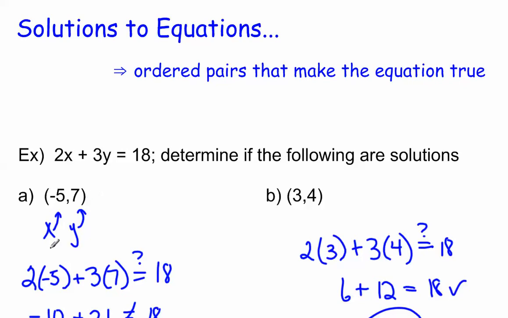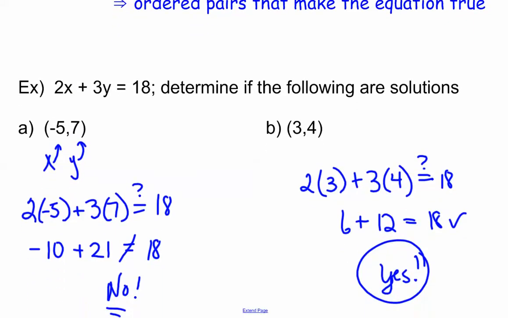-5, 7, is that a solution to this equation? Well, we're going to take this -5, plug it in for the x here, the 7, plug it in for the y here, and then see if it actually works out. Well, you can tell that -10 plus 21 is not 18, so the answer is no, it's not a solution.